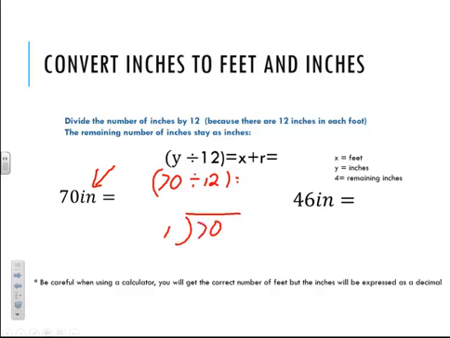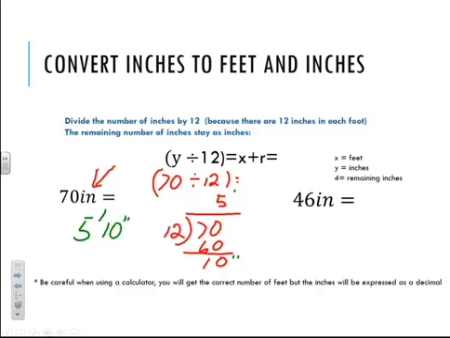70 divided by 12. So 12 goes into 70 5 times. 5 times 12 is 60. And we have 10 left over. 10 inches. So this 5 here, that's the number of feet, and then 10 is the number of inches. So the answer is 5 feet 10 inches.